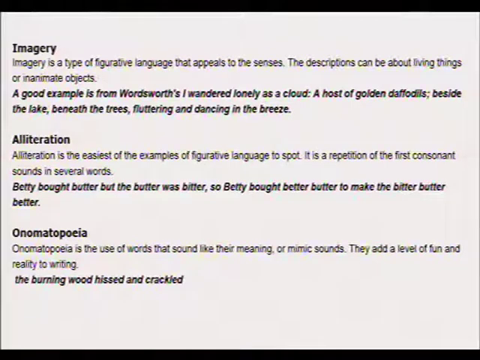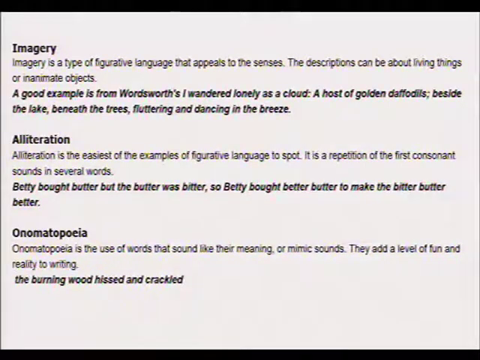Then alliteration. Alliteration is the easiest of the examples of figurative language to spot. It is a repetition of the first consonant sound in several words. Betty bought butter, but the butter was bitter. So Betty bought better butter to make the bitter butter better. So the B is obviously the alliteration. Every time it starts with a B. Silly Sammy says so. There are many examples, and this one is the easiest to spot within poetry or literature.